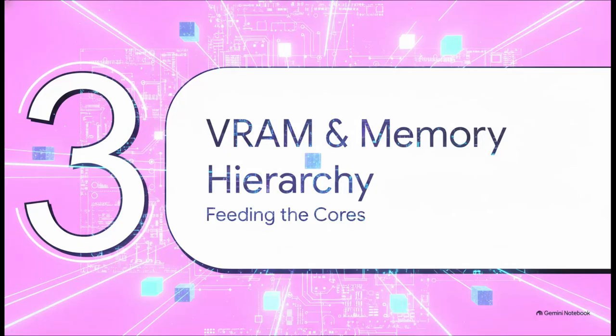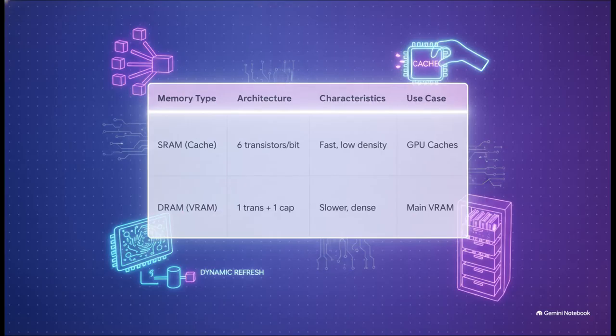Section 3. VRAM and memory hierarchy. Inside a computer, we use different types of memory to balance speed and space. SRAM is used for cache right on the GPU chip. It uses 6 transistors per bit, making it blindingly fast and incredibly stable. But it takes up a lot of physical space and is quite expensive. Think of SRAM as the top of your physical desk. You can grab things instantly, but your space is pretty limited.